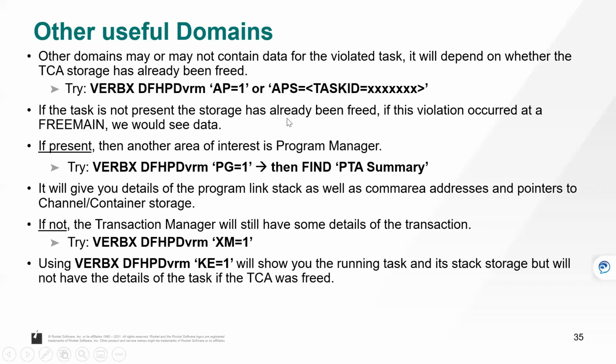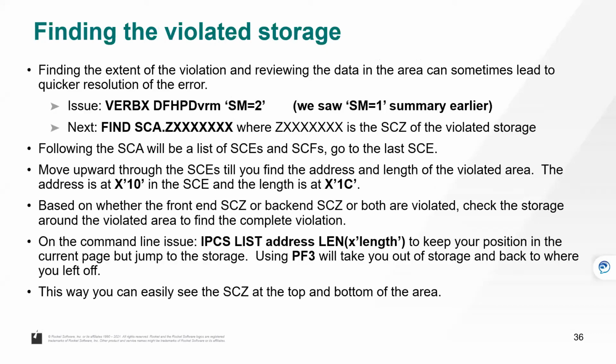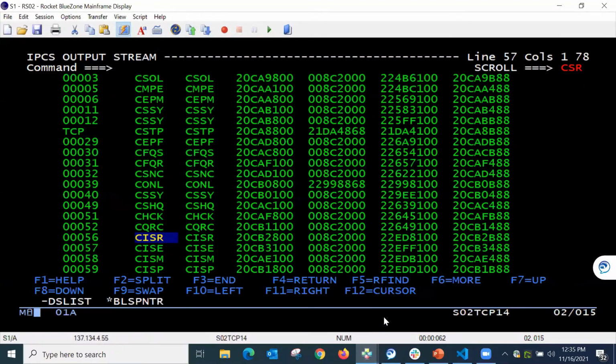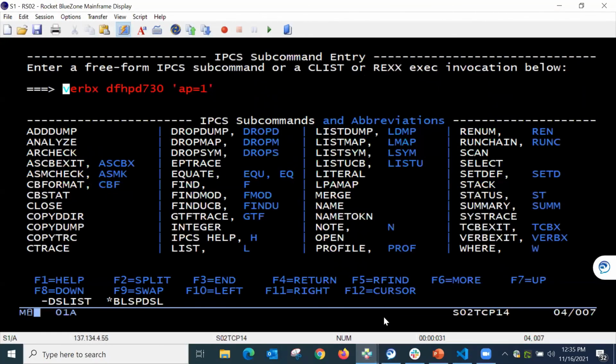Now, since we're on this page, AP equal 1 in our case will show you nothing. PG equal 1 will show you nothing because that piece of storage has already been cleaned out. So unfortunately, you won't be able to see that there. But the transaction manager will show you the tran ID and the task number. So let's solve this. This becomes the easiest thing to do. So let me just show you how I actually find the violated storage areas. So I'm going to go back to my dump, and I'm going to do an SM equal 3.